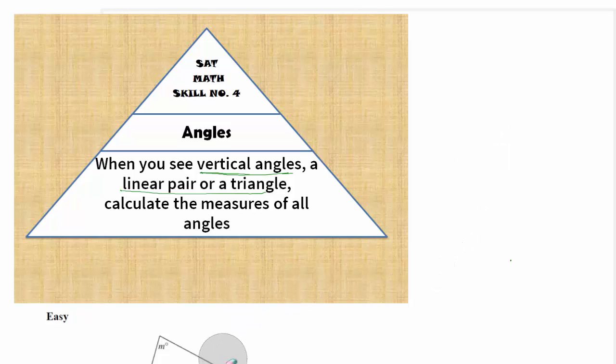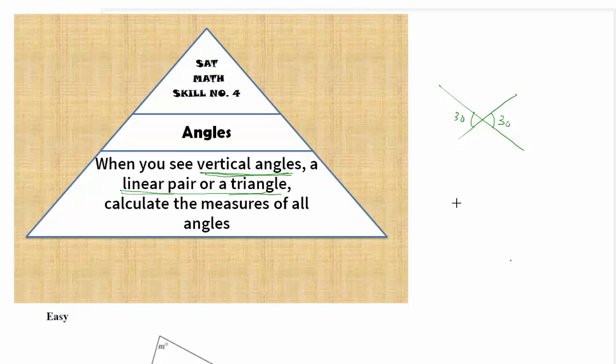In the fourth skill, you'll be able to understand how to calculate the answers to those questions which involve angles. There are three things here. Whenever you see vertical angles, a linear pair, or a triangle, calculate the measures of all angles. If you have vertical angles here and this one is 30, then the opposite angle will also be 30, because vertically opposite angles are equal.